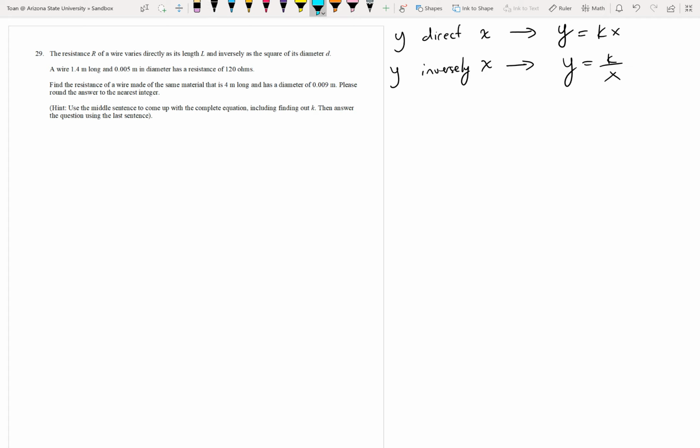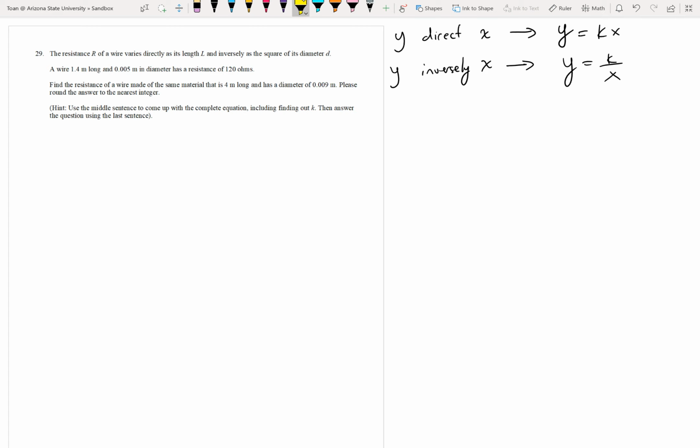But I hope you can see that no matter what proportion you have, you always start the same way. Variable, in this case y, equals k. So it doesn't matter if it's directly or inversely, you always have y, or variable, equals k. So let's go ahead and read the story.